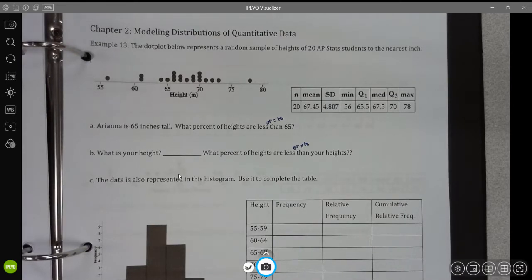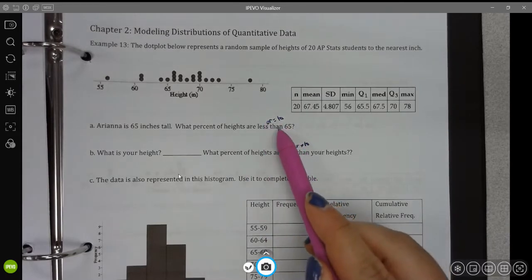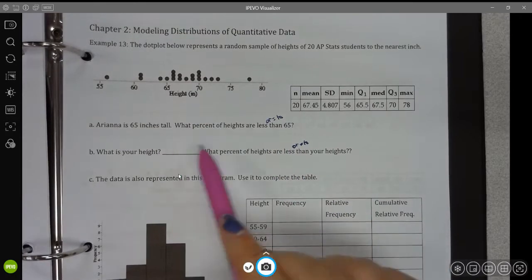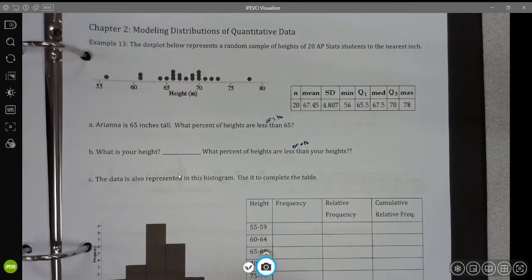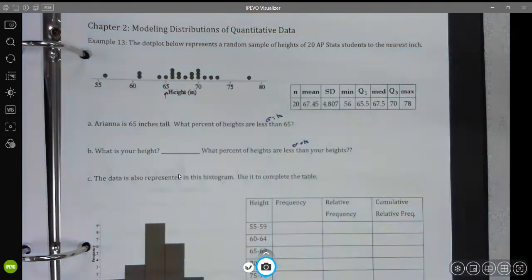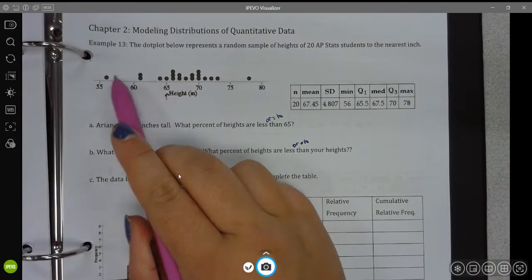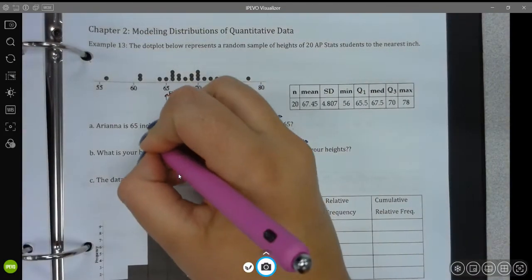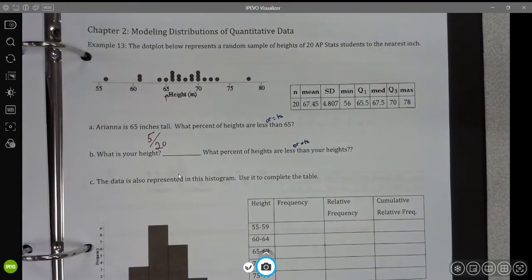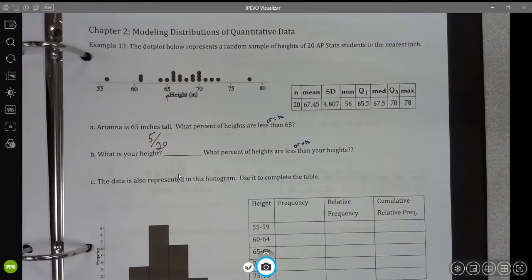The first question says, Ariana is 65 inches tall. What percent of heights are less than, and I want to add or equal to, 65? And there's a reason for that I'll get to later. So let's go ahead and figure out what percent of heights are less than or equal to 65. So we're going to want to include this 65 here. 1, 2, 3, 4, 5 of them are at least that, out of 20 total. Okay, so we'll make that into a percent.